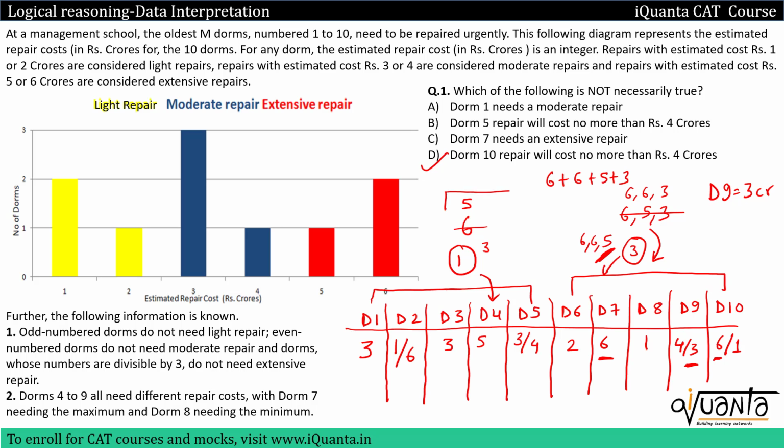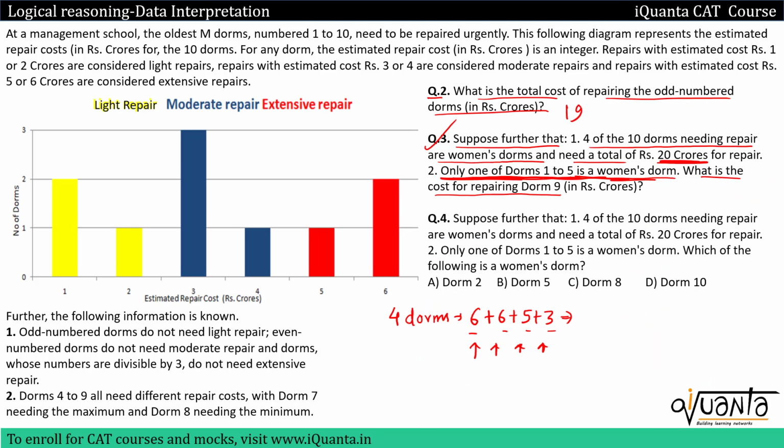A DOM having cost 5 crore from here and 6, 6, 3 from here. That will be DOM 4 here, and we have chosen the other 3 from here. So answer to the third question would be 3 crore. I hope this is clear.